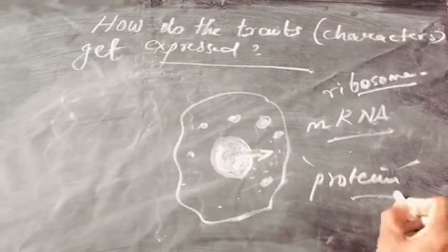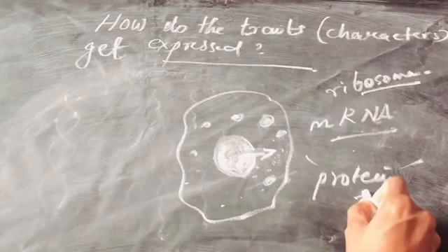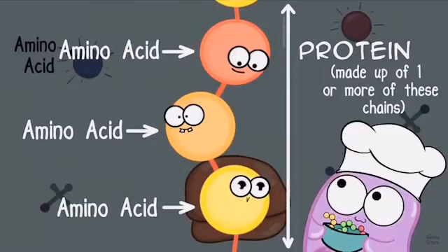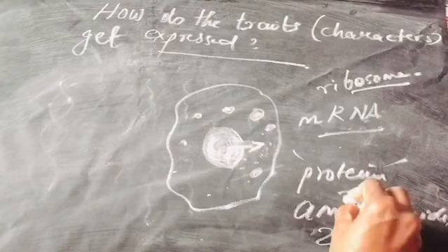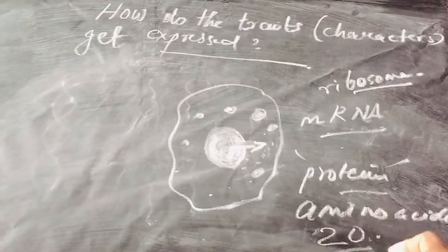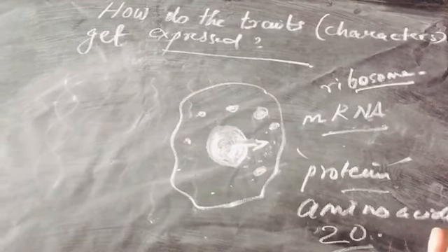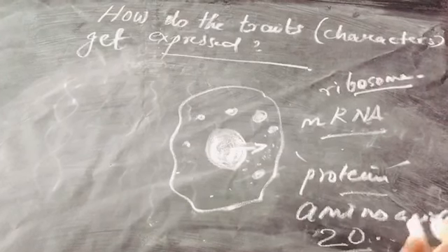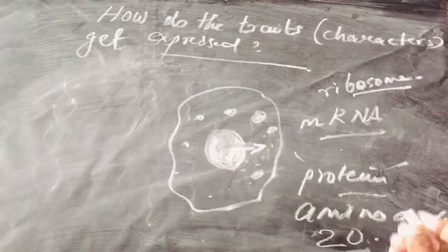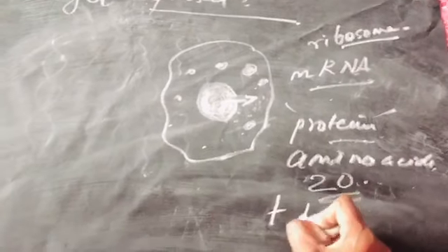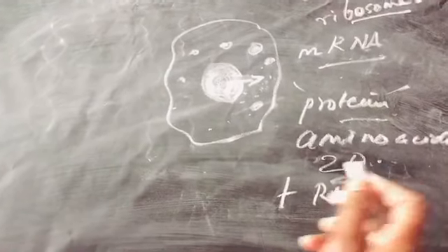Protein factories. What is protein made up of? Protein is made up of amino acids. You know all this. There are 20 amino acids in our body. Using these amino acids, proteins are made. Who is helping in bringing these amino acids to the ribosome for the making of protein? That is done by tRNA, transfer RNA.